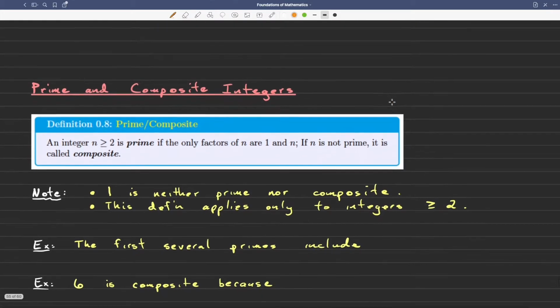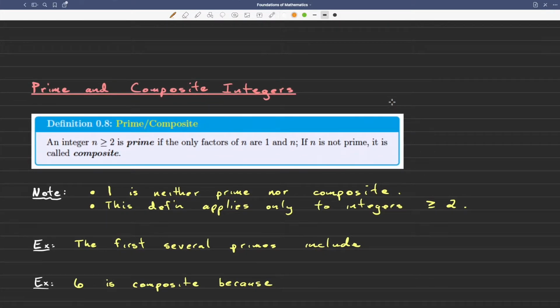Okay, another concept that you're probably familiar with are the concepts of prime and composite integers. A prime number is an integer that's greater than or equal to 2. So we don't consider the idea of prime numbers for negative integers or even 0 or 1. We've got to start with something bigger than or equal to 2. But we'd say an integer n greater than or equal to 2 is prime if the only factors, or the only numbers that divide it, are the number n and the number 1.